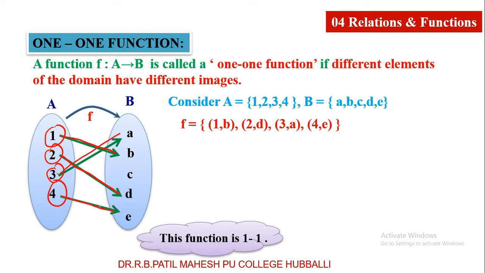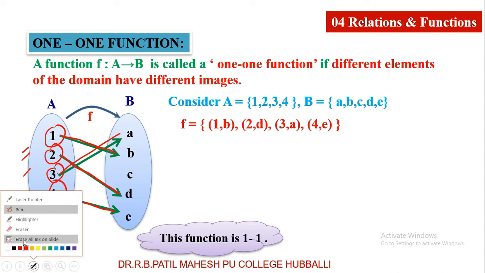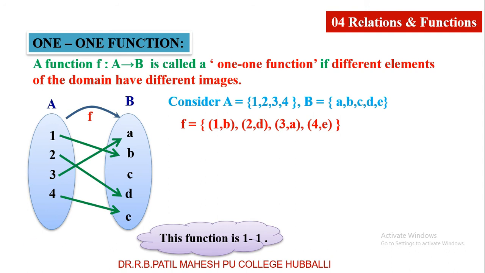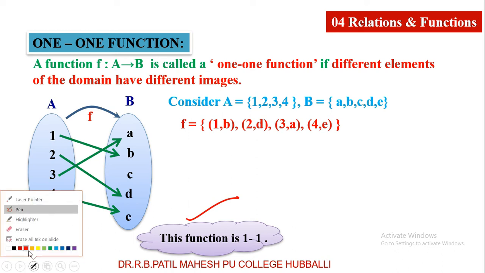It means no elements of the set A are having the same images. Try to understand. The elements of the set A are having different images. That's why this function is 1-1. Even the previous example is also a 1-1 function. Whenever different elements of A have different images, that is called a 1-1 function. Let me take the next one.